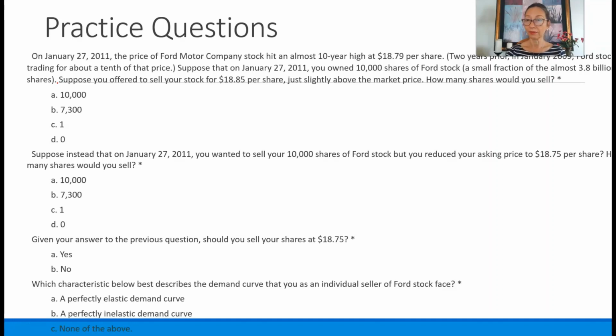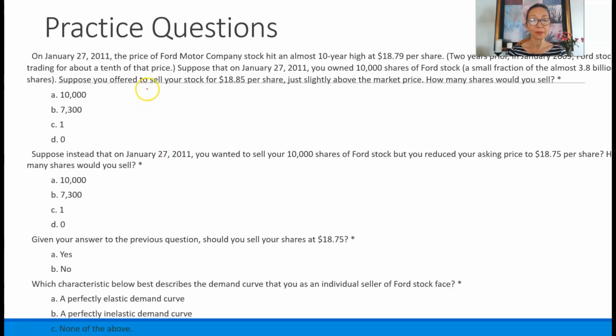All right, so what did you decide? How did you figure this out? Well, let's take a look at this. It says in 2011, January 27th, 2011, Ford Motor Company stock hit a high of $18.79 per share.